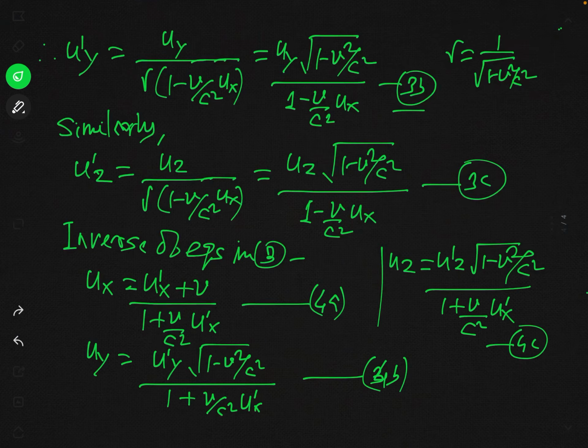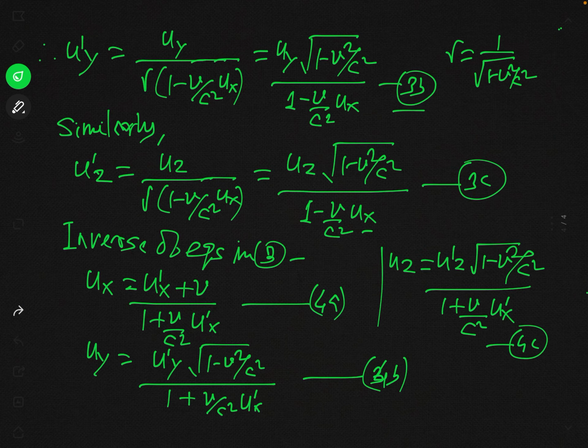And similarly in the transformation equation for u prime z, again you can see the same term exists in the denominator. So whether the transformation equation is for the x component or the y component, in the denominator there will always be ux, never uy, never uz. It will always be ux, you can see. And similarly in the inverse transformation equation, there is always u prime x.